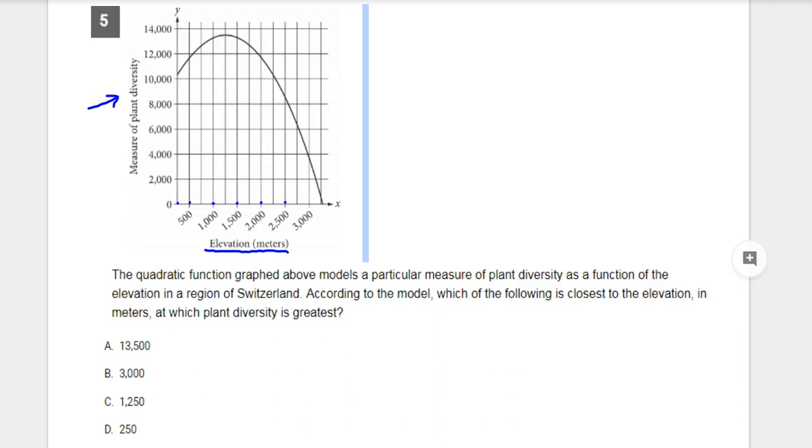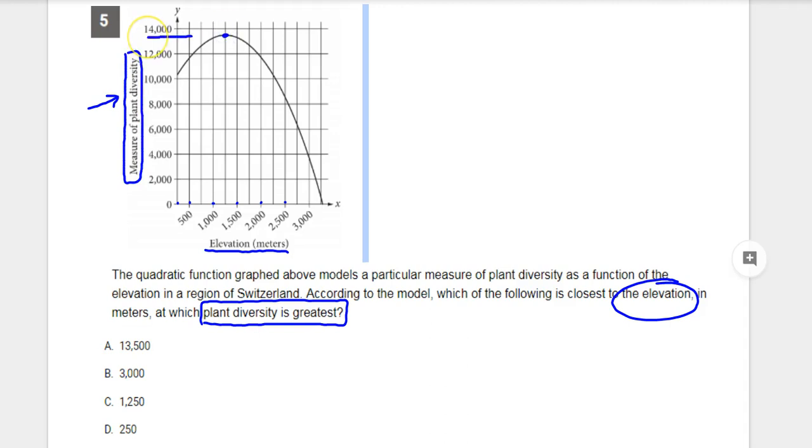The quadratic function graphed above models a particular measure of plant diversity as a function of elevation. According to the model, which of the following is closest to the elevation in meters at which plant diversity is the greatest? So we need to find out where plant diversity is the greatest and what the elevation is at that point. Plant diversity over here is the greatest right at that spot. That is the most plant diversity. So we then need to find the elevation at that point.